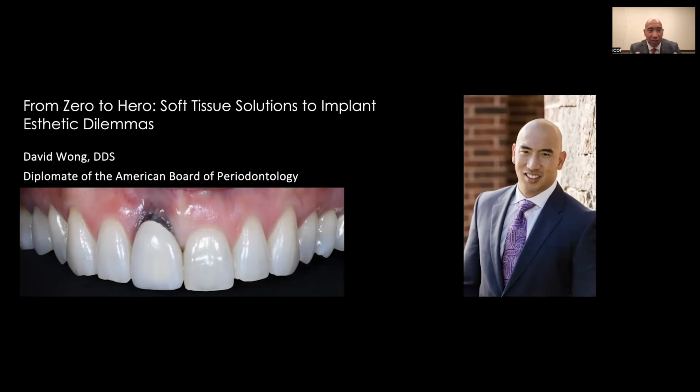The title of this presentation is From Zero to Hero, Soft Tissue Solutions to Implant Aesthetic Dilemmas. What I wanted to go through today is outline some of the key factors it takes to make sure that an implant looks good. We also want to talk about longevity. What makes an implant that starts off looking good suddenly get recession around the implant? We'll talk about that, as well as some basic soft tissue strategies to help correct that.